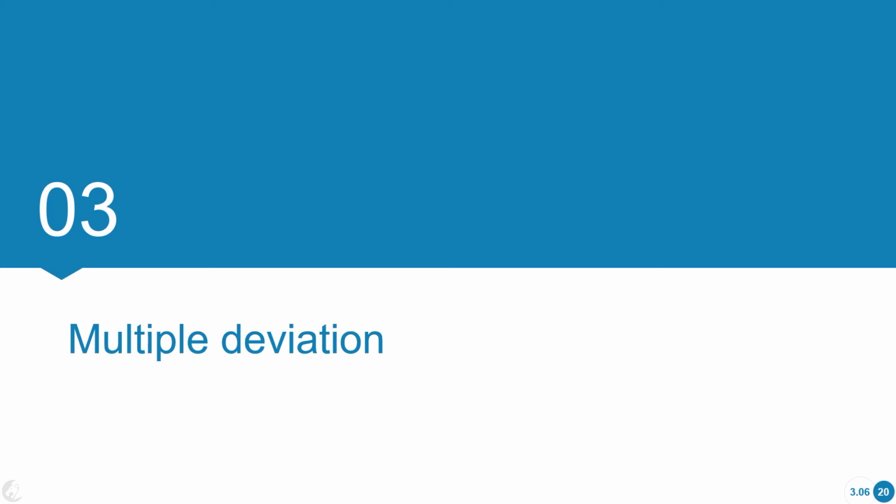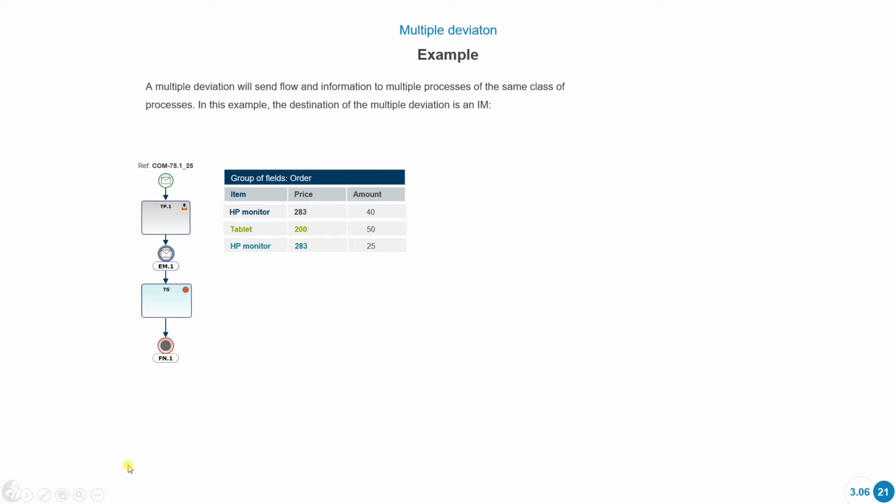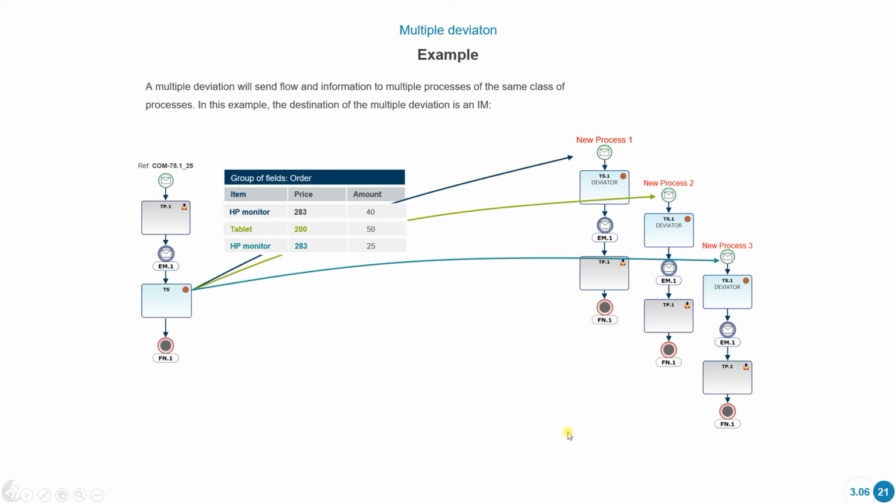Multiple deviation. A multiple deviation is going to send flow on information to multiple processes of the same class of process. Here we have an example in which the destination is a star message event. So if I create a multiple deviation to deviate to several different processes, it's going to create one process per each line that we have in a group of fields. Multiple deviations are always based on lines of a group of fields.